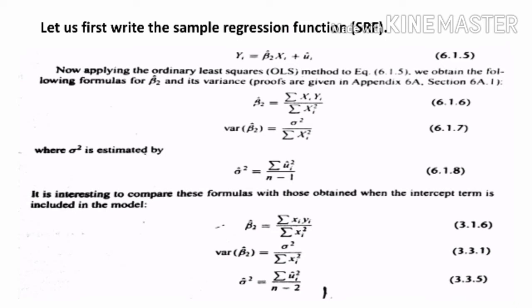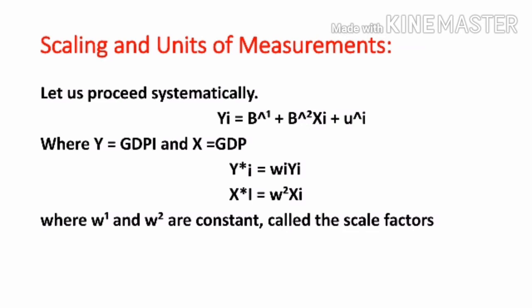It is interesting to compare these formulas with those obtained when the intercept term is included in the model. Beta 2 hat is equal to summation xi yi over summation xi square. Variance of beta 2 hat is sigma square over summation xi square.